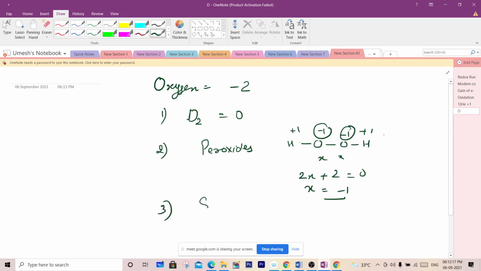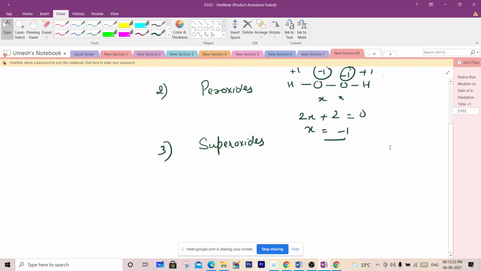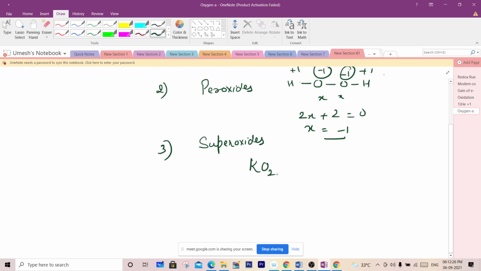Third exception case: in case of superoxides. +1, 2X, -1. So X is equal to -1 by 2. Generally, it is taken as -2, but the exceptions that I told you: in case of the peroxide, it is -1. In case of superoxide, it is equal to -1/2. Am I clear?